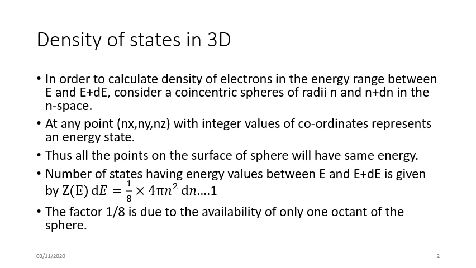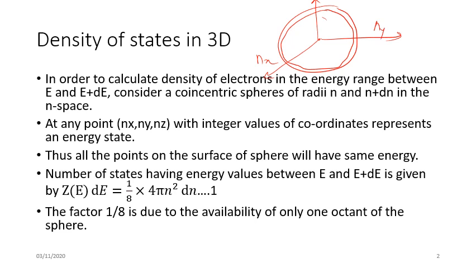For that purpose we have to consider two concentric spheres. So I will draw two spheres. This is one sphere, and this is another sphere. The center of these spheres is the same. Let's say this is nx, this is ny, and this is nz. The values of nx, ny, and nz are only positive values, so we will consider only positive values.